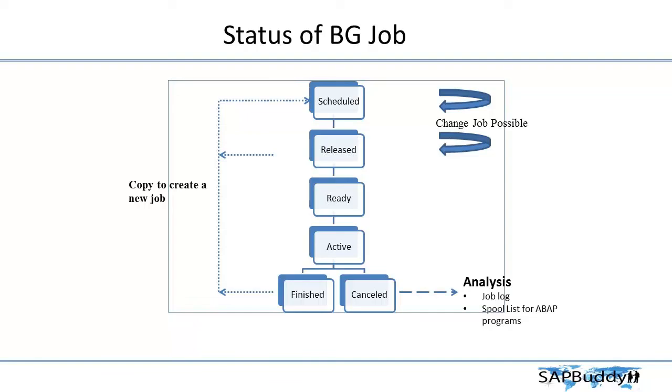So if you see a job which is in ready condition, that means this particular job is waiting for a work process. Okay, that is the ready status. Then we will come to the status active. Once the ready job finds a work process which can be allocated to it, then the job will come to active status. That means presently the job is running.